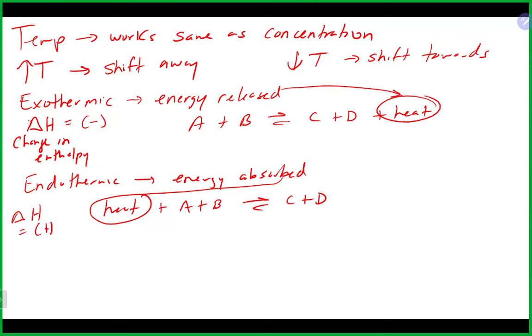Also, delta H for endothermic is typically a positive number. So if you see a positive number, again, the number really doesn't matter. It's just really, is it negative or positive? Question on temperature. So you have to determine, is it exothermic or endothermic? And then again, basically it works like concentration. If you increase temperature, it goes away. If you decrease it, it goes towards whichever side has the heat or energy associated with it. Any questions on that there?